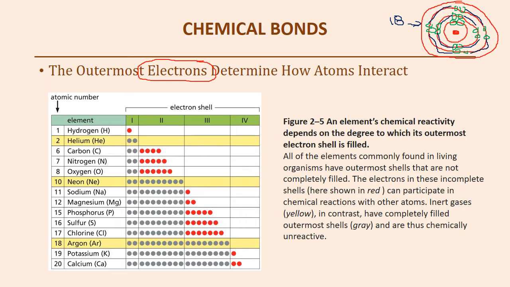The other term that you might hear is valence shell. The valence shell is the outermost energy shell that you're looking at. And the reason the valence shell is so important is because that's where you're going to potentially find the electrons that are unpaired and are looking to interact with other atoms. What do I mean by that?